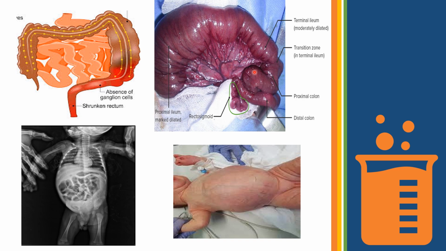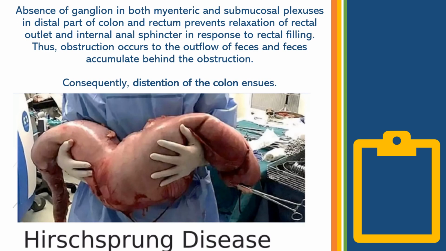In a nutshell, in Hirschsprung disease, there will be absence of ganglia in both myenteric and submucosal plexuses in the distal part of the colon and rectum, and it prevents the relaxation of the rectal outlet and internal anal sphincter. As a result of this functional obstruction, the outflow of feces is obstructed, and feces accumulate behind the obstruction, resulting in distension of the colon. So we can explain that in case of Hirschsprung disease, there will be abdominal distension.